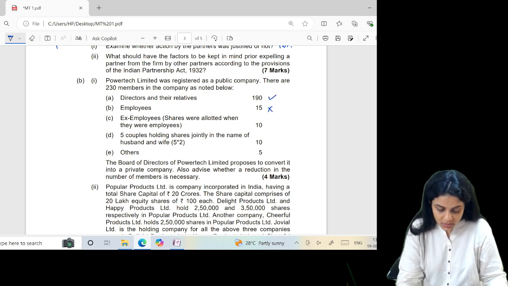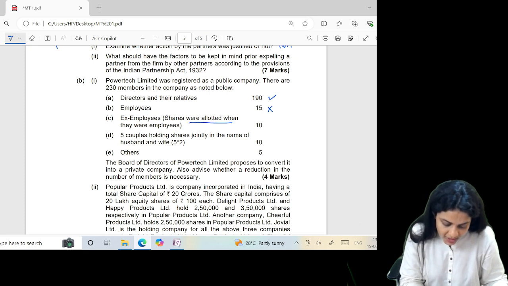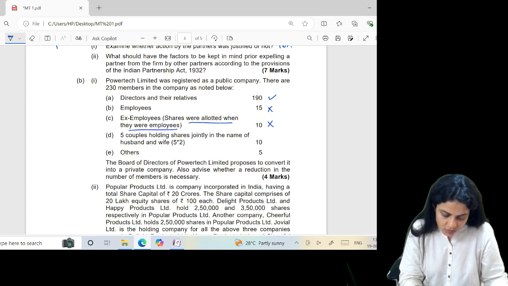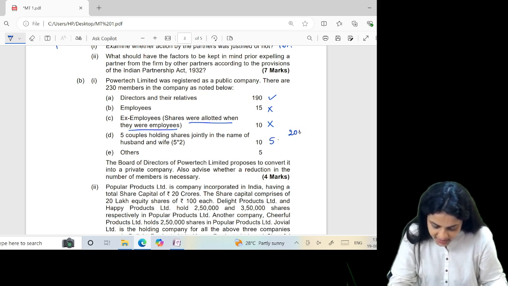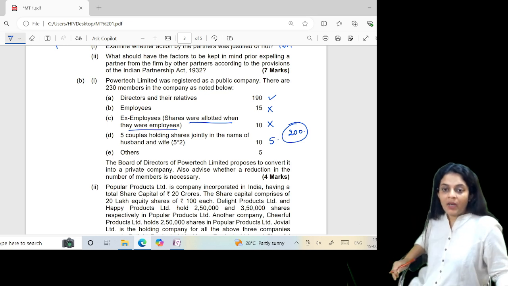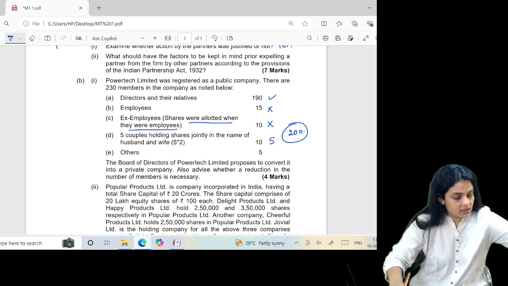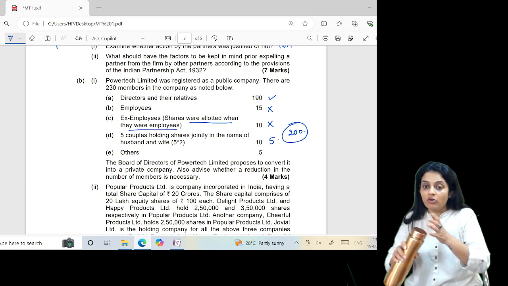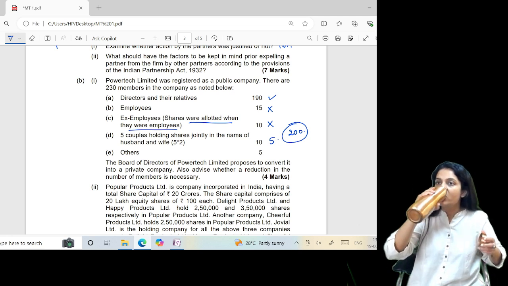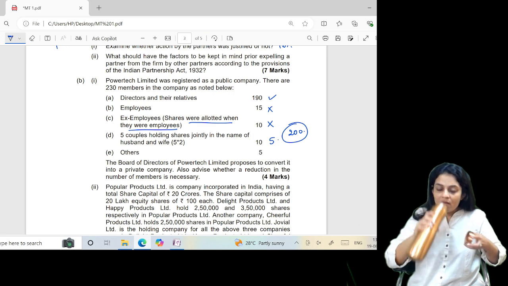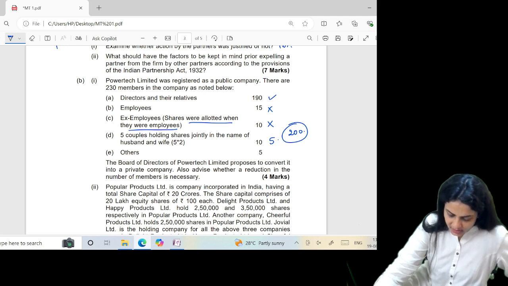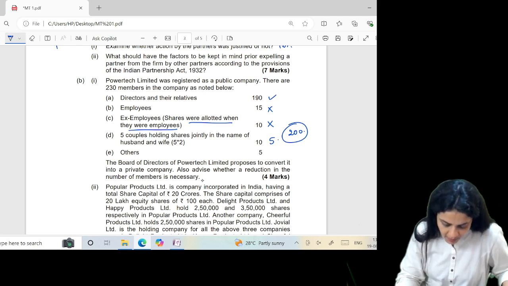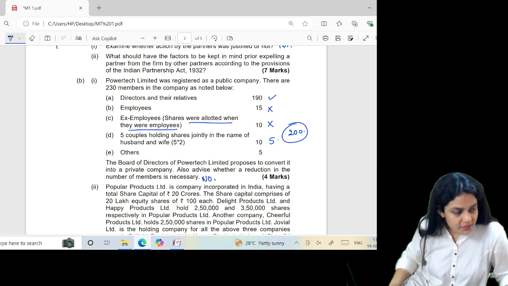Employees are not counted. Ex-employees, it's given shares were allotted when they were employees, not counted. Five couples holding shares, they will be five and five. Exactly 200. And in case of a private company, the numbers should not exceed 200. So, company is required to reduce the number of members? Absolutely.